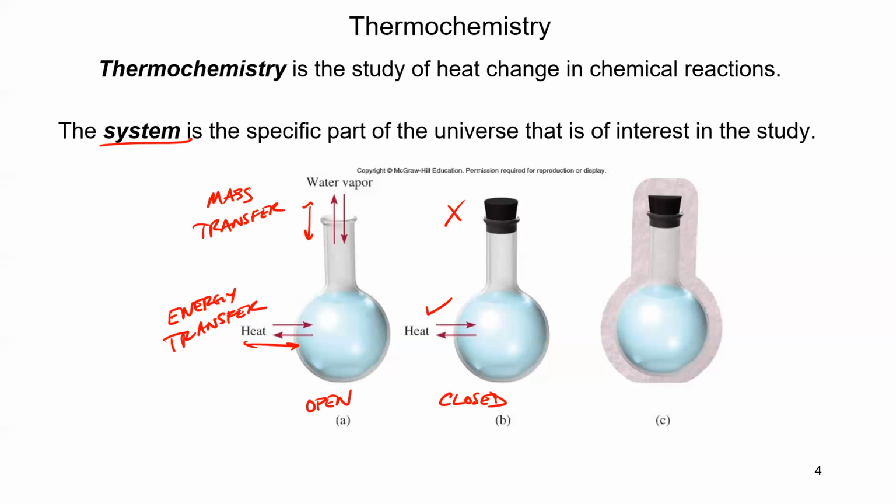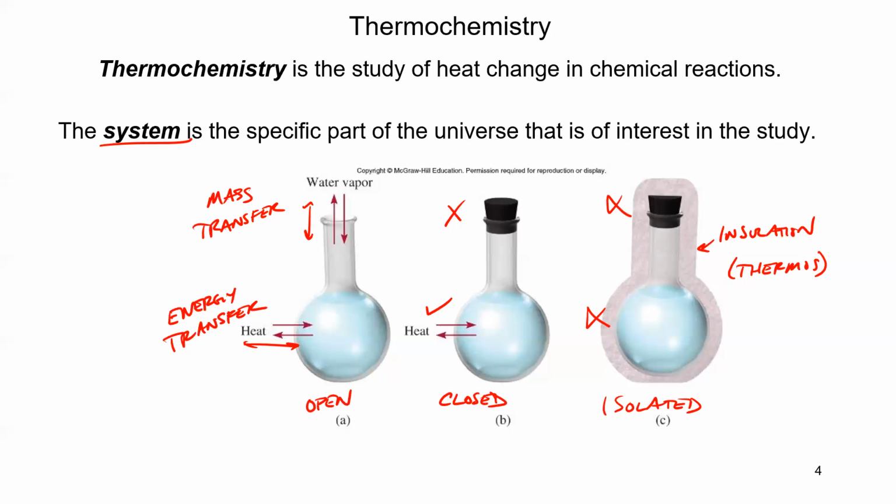Right. This last one, it's hard to tell on this slide, but this is some insulation. Think about it as sort of like a thermos. Okay. And we call this an isolated system. It has no heat transfer, it has no mass transfer, it doesn't interact with the surroundings at all. Right? So there's no communication between the system and the surroundings.